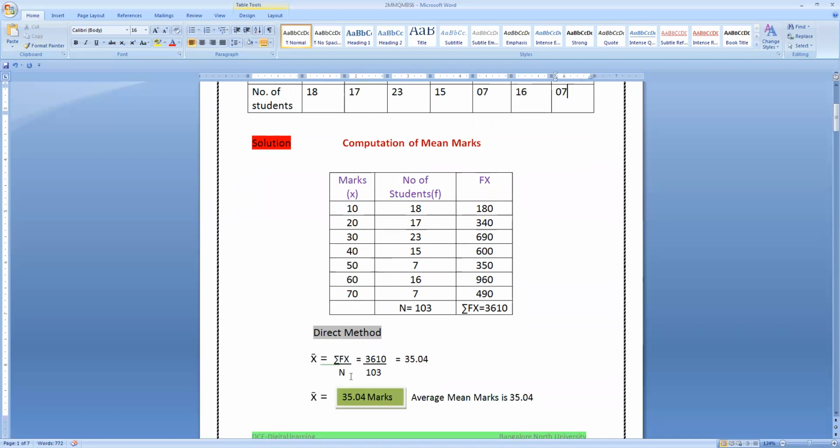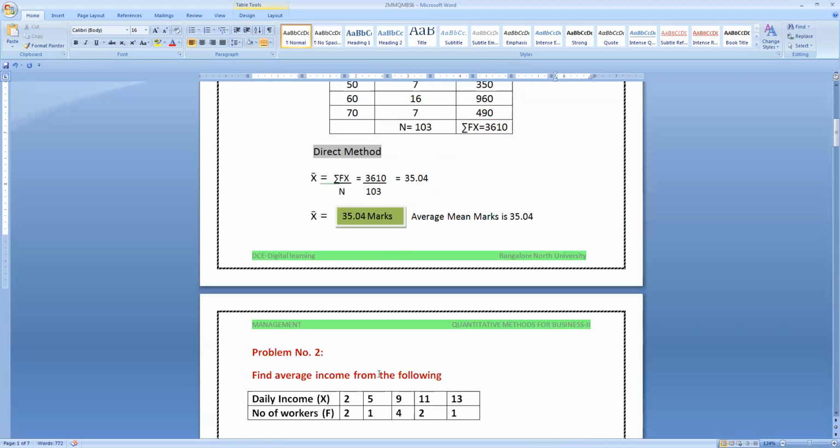So let us solve by the direct method. Mean is sigma fx by n. The total of fx is 3610 divided by 103. Therefore, the average marks by the direct method is 35.04. These are the average marks secured by 103 students. The same thing can be calculated by the shortcut method or the step deviation method also.